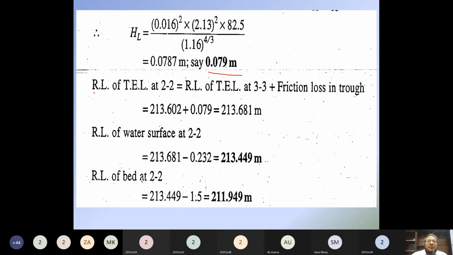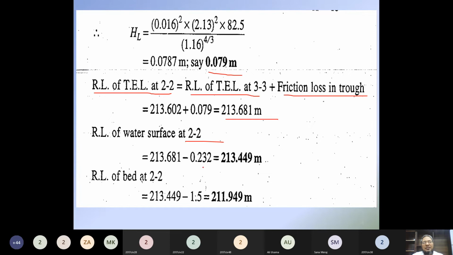So now we can compute the reduced level of total energy line at section 2-2. We know the reduced level of total energy line at section 3-3. So simply we have to add the friction loss in the trough, and then we got this value, 13.681 meter.